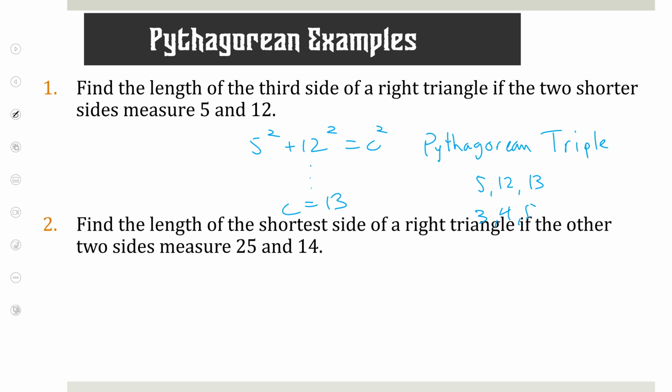Next example. Now, I do have a typo in here I realized later. It is not the shortest side of the triangle. Your answer will be bigger than 14, but less than 25. Okay? I didn't realize that until after I solved the problem. So go ahead and solve for that missing side. In other words, you're looking for one of the legs, and the hypotenuse would be 25. Be careful where you put your numbers in the equation.